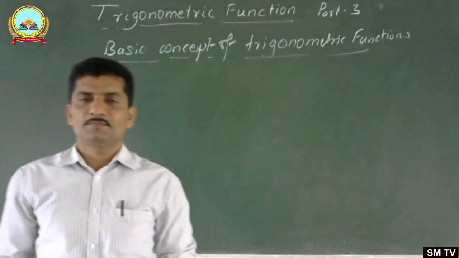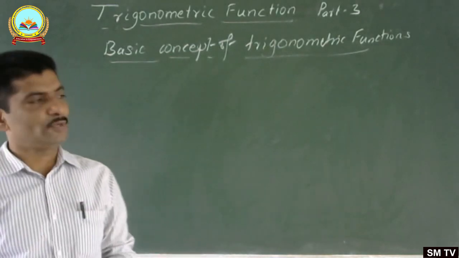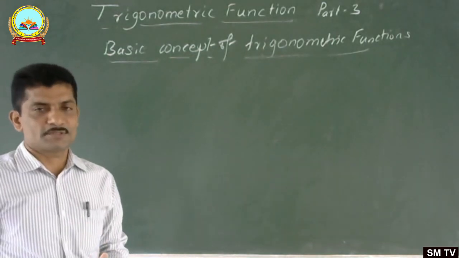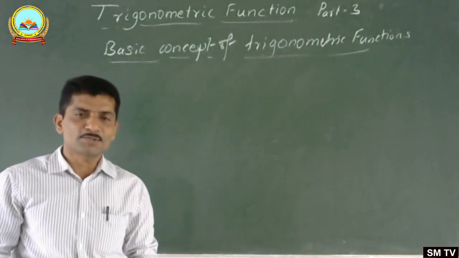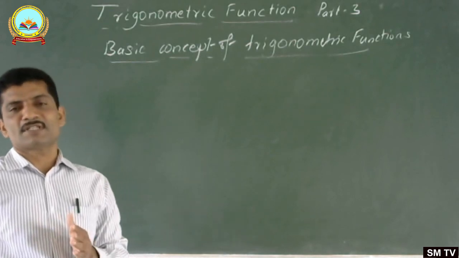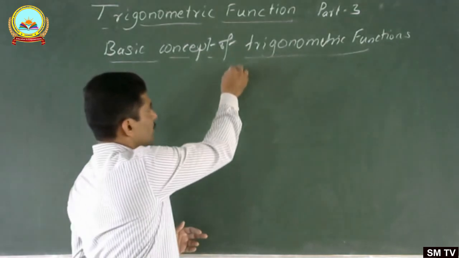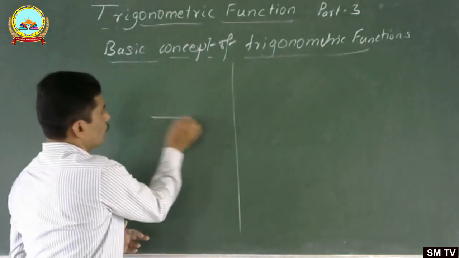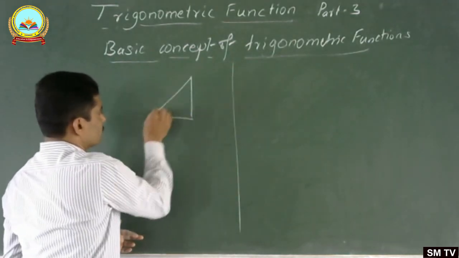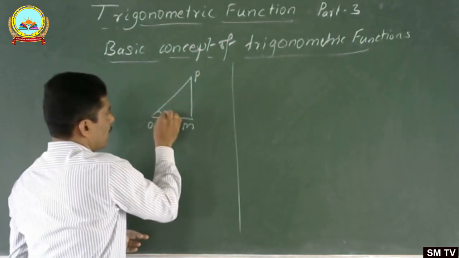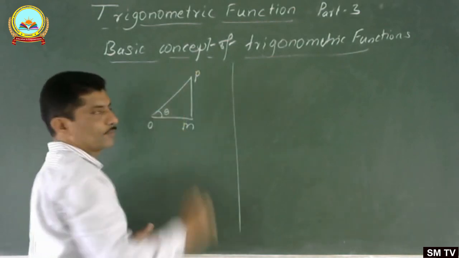Already you studied in previous class in 10th trigonometric ratios. The trigonometric ratios means the relations between sides and angles of a right angle triangle. You know that OMP is a right angle triangle. Angle MOP is equal to theta.